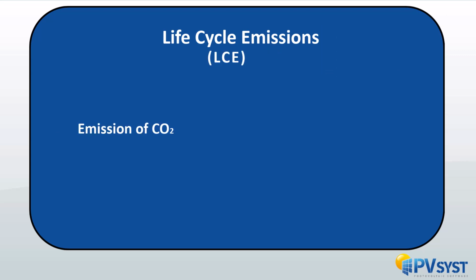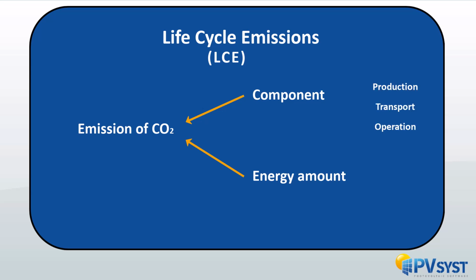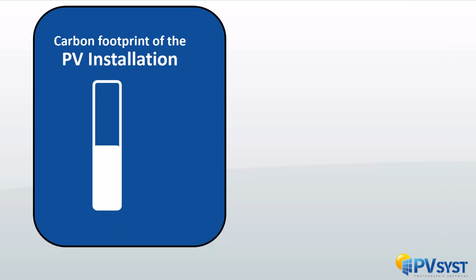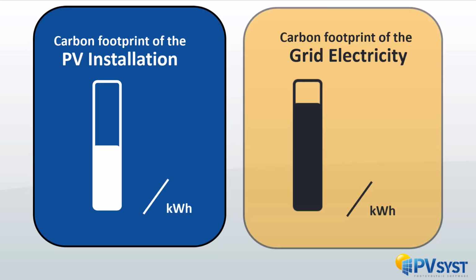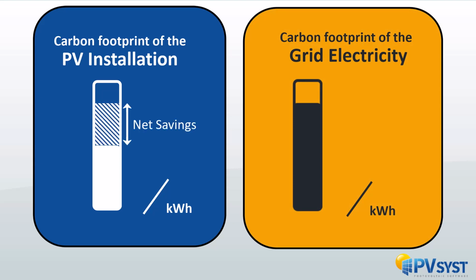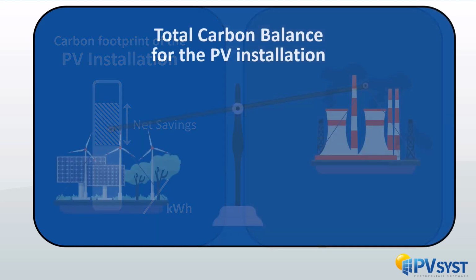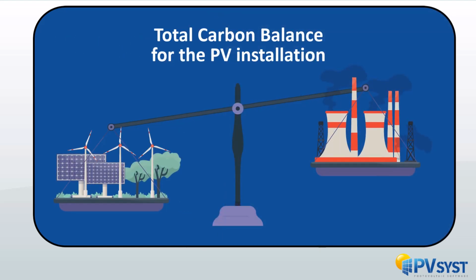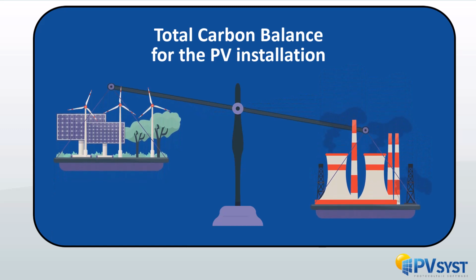The basis of these calculations are so-called life cycle emissions, LCE, which represents the emission of CO2 associated with a given component or energy amount. These values include the total life cycle, including production, transport, operation, maintenance, disposal, etc. If the carbon footprint of the PV installation per kilowatt hour is smaller than the one of the grid electricity production, there will be a net saving of the carbon dioxide emission. Thus, the total carbon balance for the PV installation is the difference between the produced and saved CO2 emission.